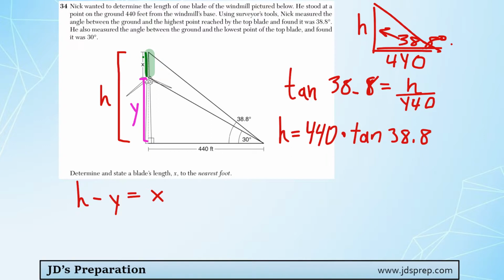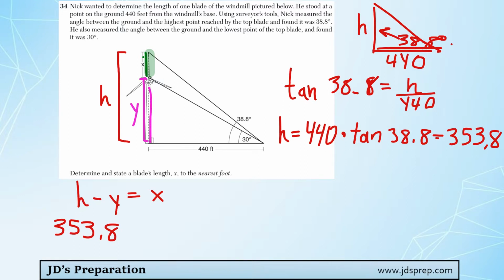We're going to take 440 multiplied by tan of 38.8 degrees. And after we type that in our calculator, we're going to get a rounded answer of 353.8. Great, so now we know the value of h, 353.8. Now we just need to find out the value of y.